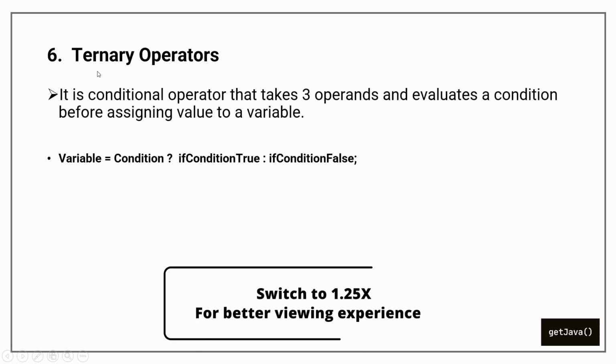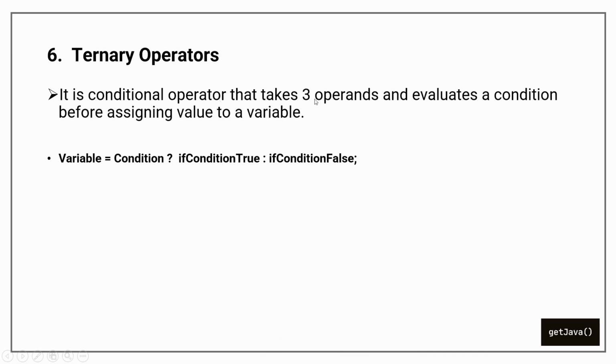In today's video, we will have a look at ternary operators. What are ternary operators? It is a conditional operator that takes three operands. So if we look at this expression, there are three operands. First operand is condition, second operand is if condition true, and third operand is if condition false.